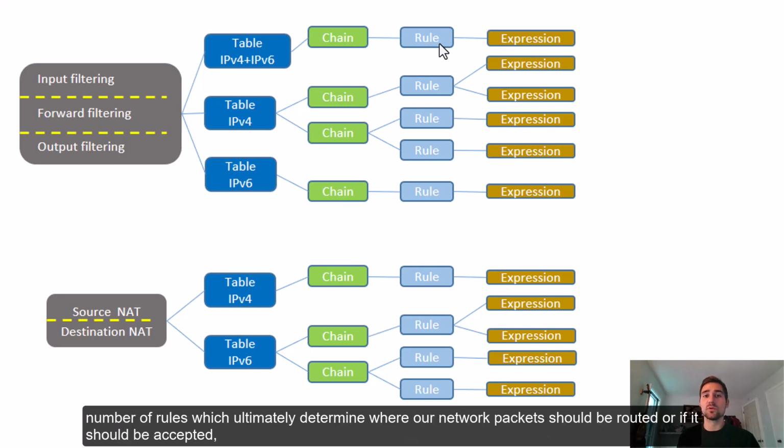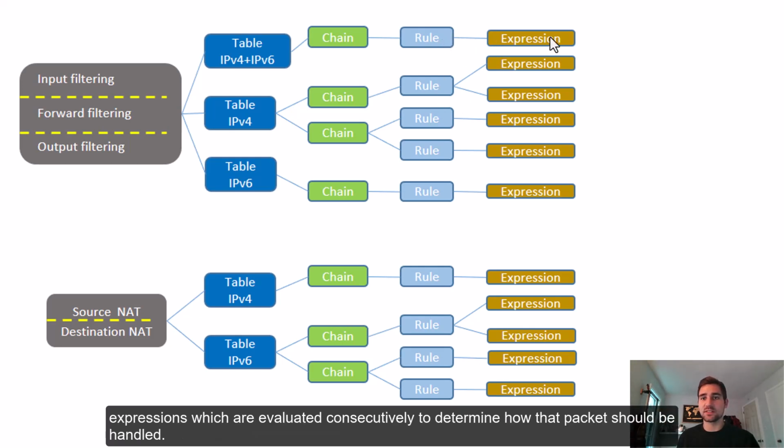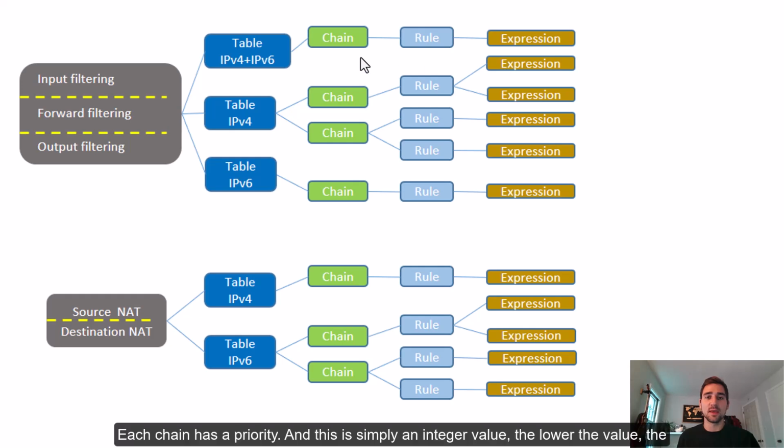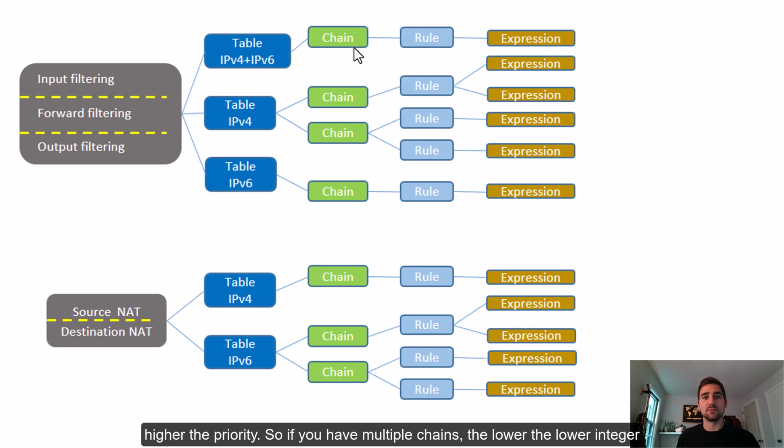Chains hold a number of rules which ultimately determine where our network packet should be routed, or if it should be accepted, dropped, or rejected in the case of a filter. And each rule is built up using a series of expressions which are evaluated consecutively to determine how that packet should be handled. Each chain has a priority, and this is simply an integer value. The lower the value, the higher the priority. So if you have multiple chains, the lower integer value, meaning higher priority, will be evaluated first. If a network packet happens to match multiple chains, all of them will be evaluated consecutively.